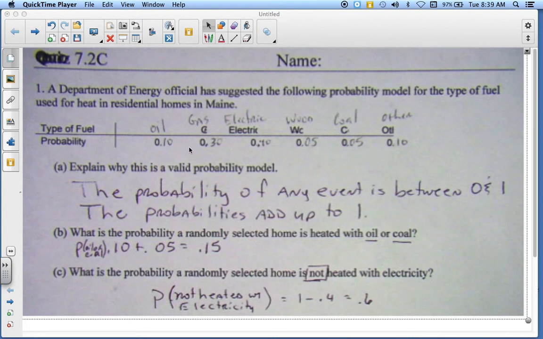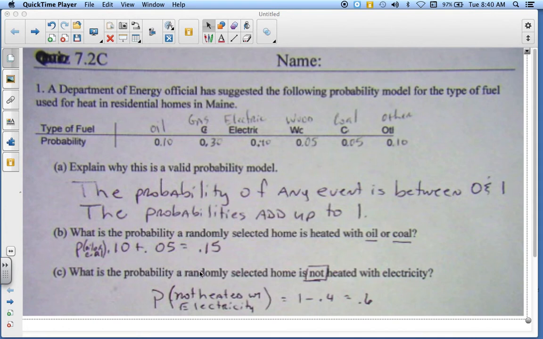The other thing is you have to make sure that these add up to 1. 0.1 plus 0.3 is 0.4, 0.4 and 0.4 is 0.8. This makes it 0.9, and this makes it 1. So make sure it falls within these two guidelines. Second, what is the probability a randomly selected home is heated with oil or coal? In this type of case, you're not using the probability of A plus the probability of B minus the probability of A and B. This isn't a two-way table. So you simply add the oil and the coal together. The oil is 0.1, the coal is 0.05, added together you get 0.15.